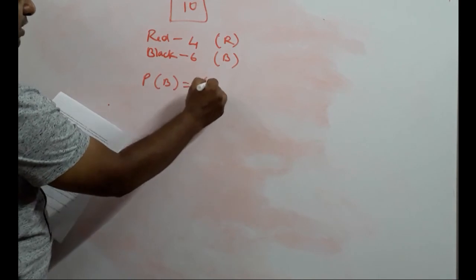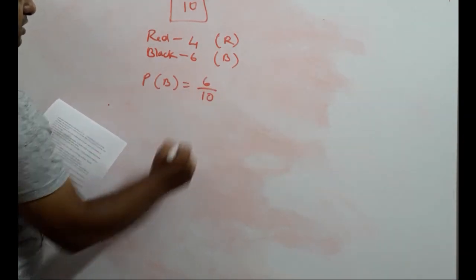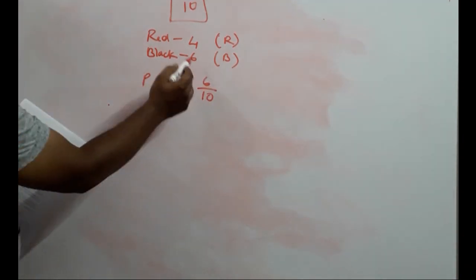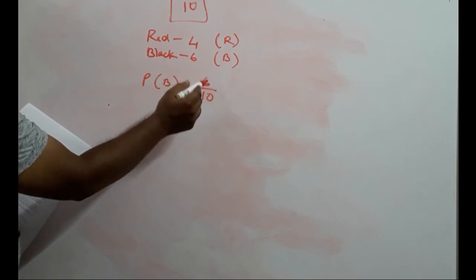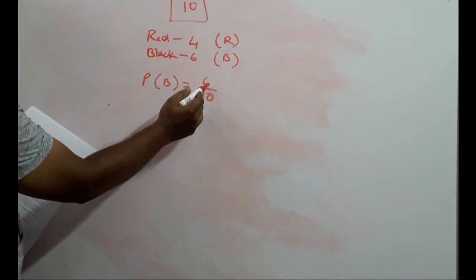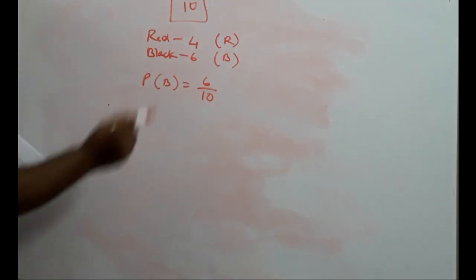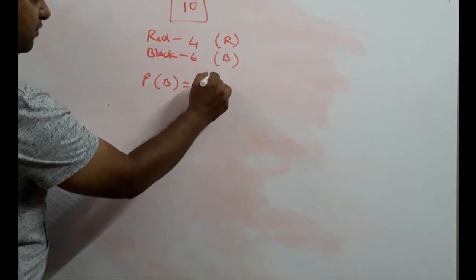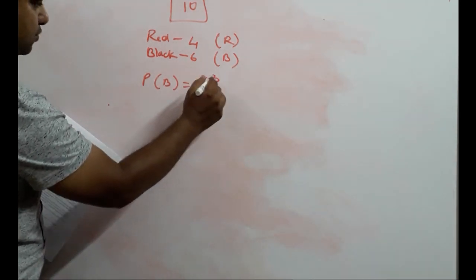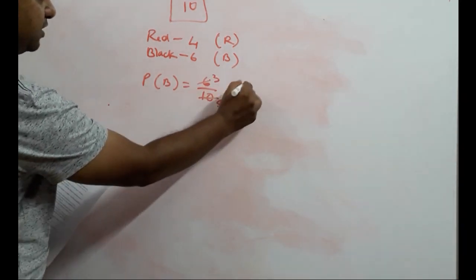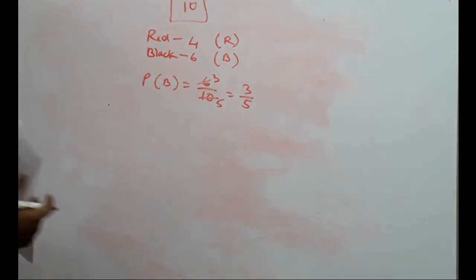So this is easy. Probability of getting a black ball will be 6 upon 10. Why is it 6 upon 10? Because how many black balls are there? 6. So favorable outcome will be 6. 6 upon 10, why 10? Because total number of outcomes possible is 10. So there are 10 balls. Divide this further. 2 3s are 6 and 2 5s are 10. That comes to 3 upon 5. So 3 upon 5 is the probability of getting a black ball.